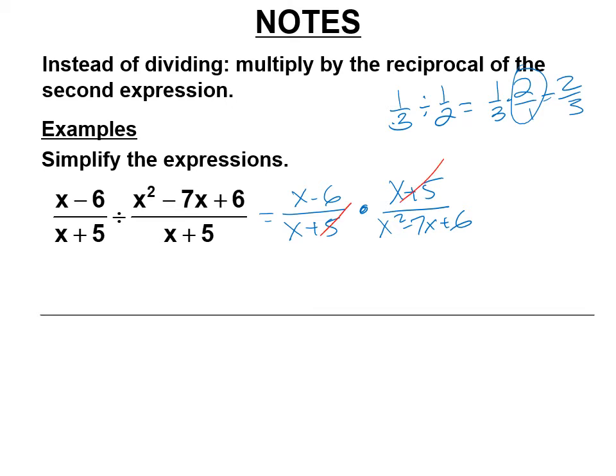So now the x plus 5's cancel. We're looking for an x minus 6 in this one, which goes with an x minus 1, yes. And you get 1 over x minus 1.